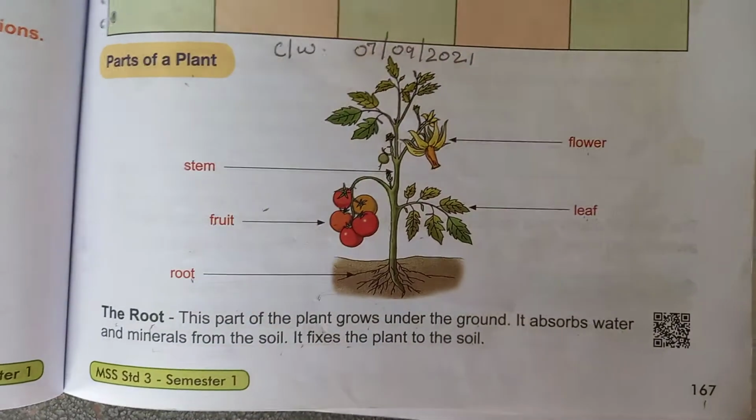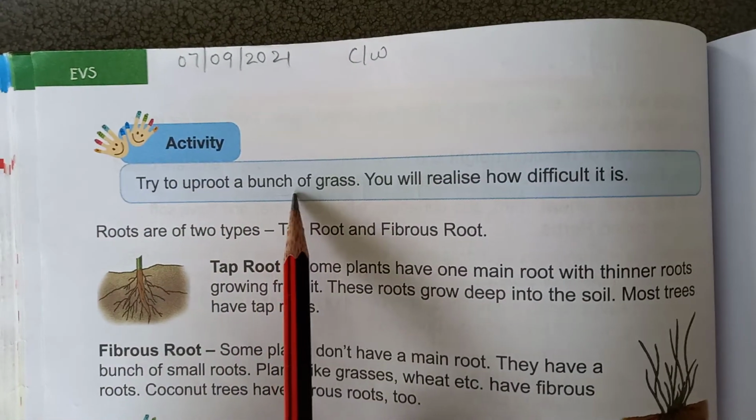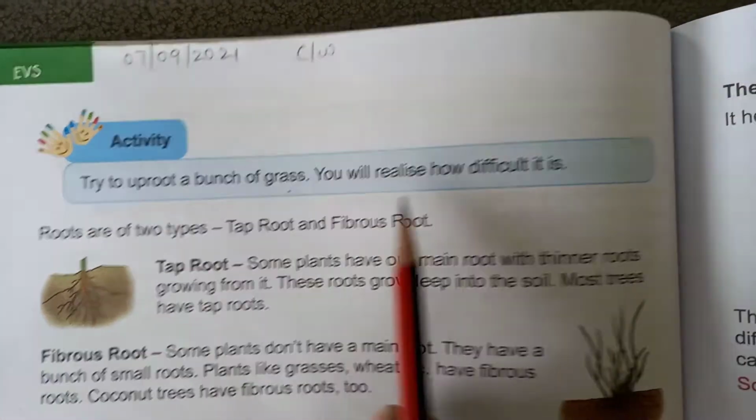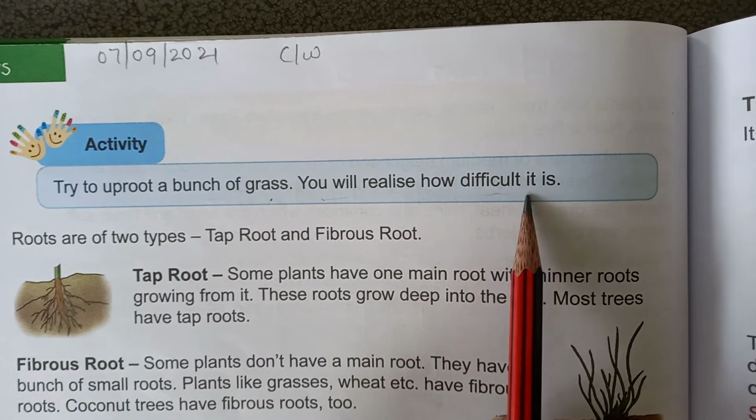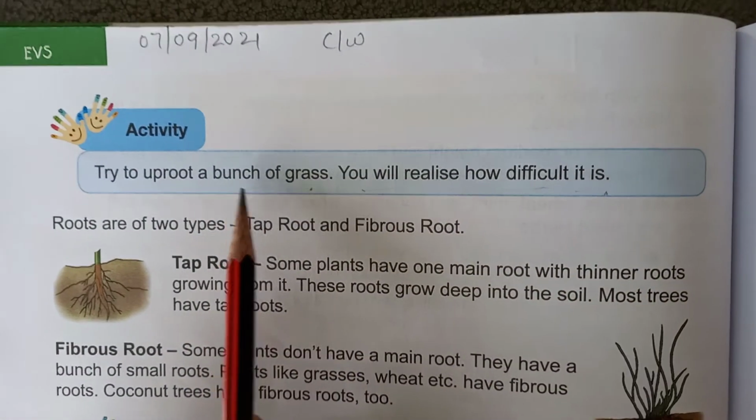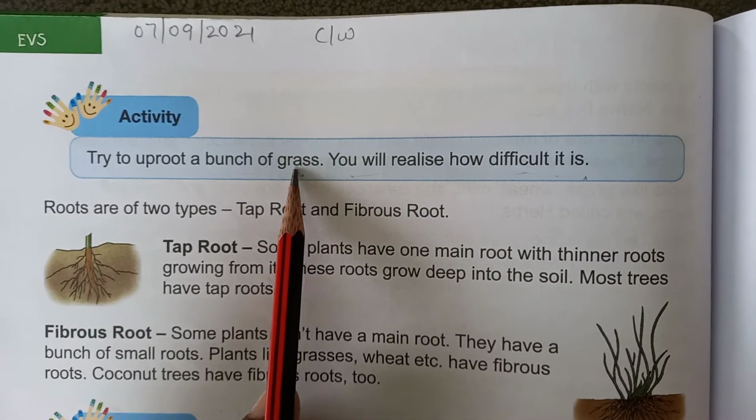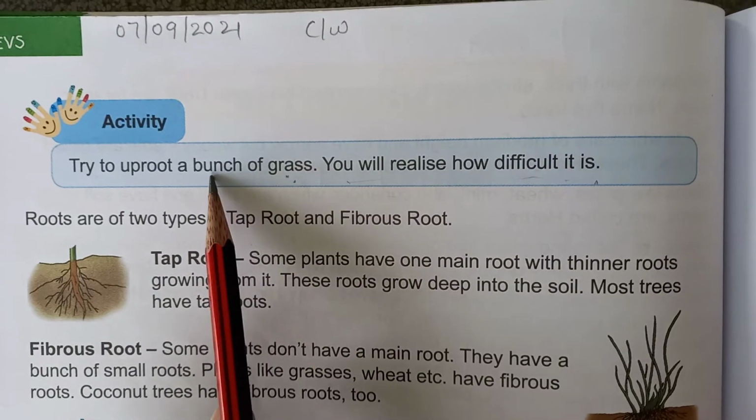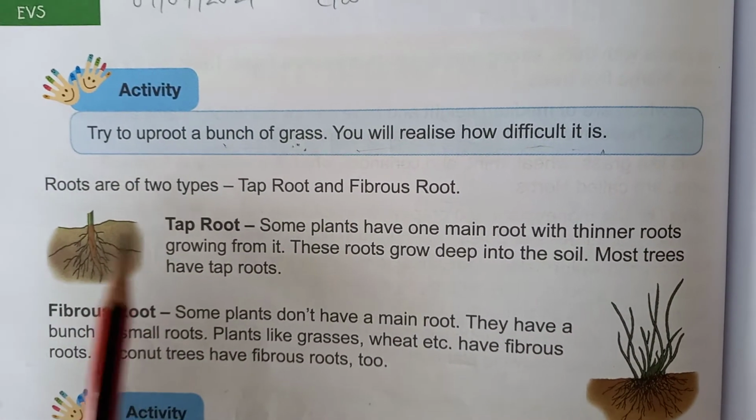Now open page number 168. See, activity: try to uproot a bunch of grass. So children, nowadays it is the rainy season, you will see a bunch of grass also. You will realize how difficult it is. You cannot pull a bunch of grass. Just do this activity and you will find it difficult to pull the bunch of grass. Why? Because here is the reason.